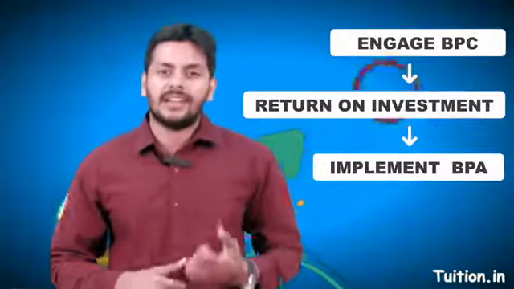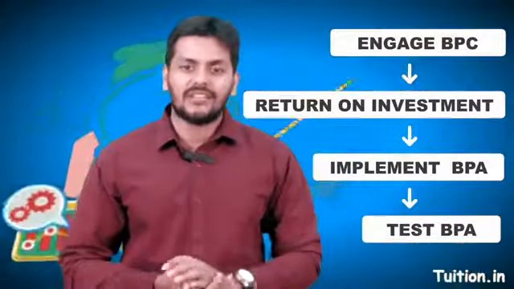This is a high value project, so you got to convince the top management. So you got to put up a calculation on the return on investment that we're going to do. And then once you finish all these 6 steps, we're going to implement BPA and then test the BPA. So that's the 8 steps involved in doing the BPA. Let's deal with step number 1. What is step number 1? Understand why we need to do BPA.